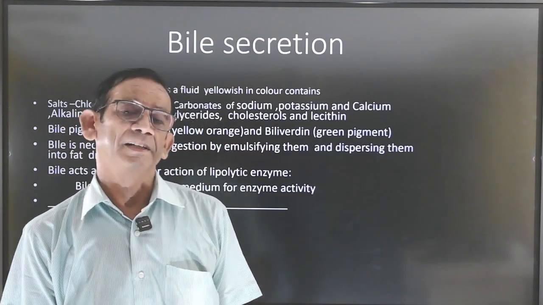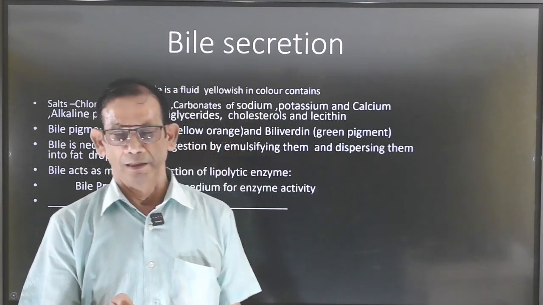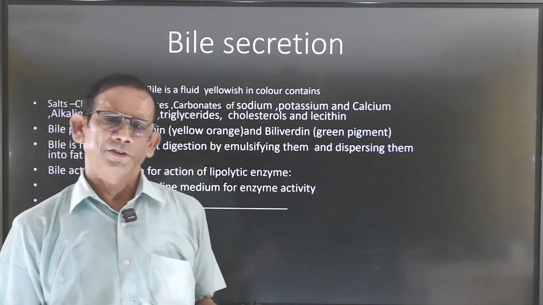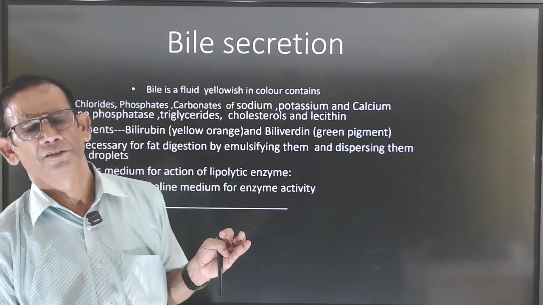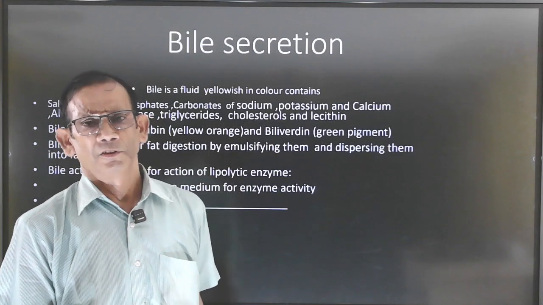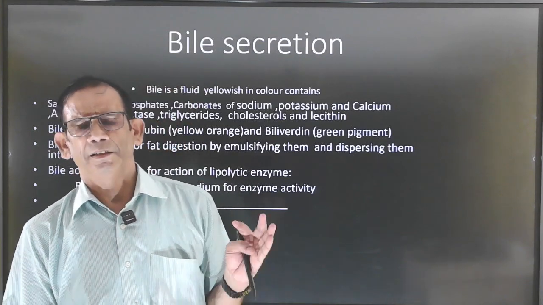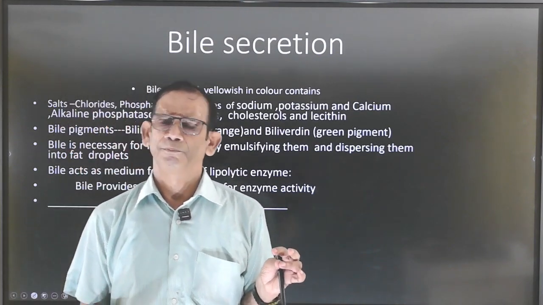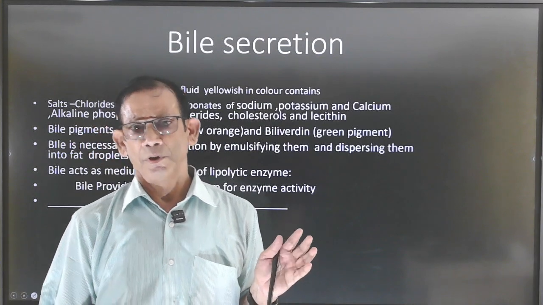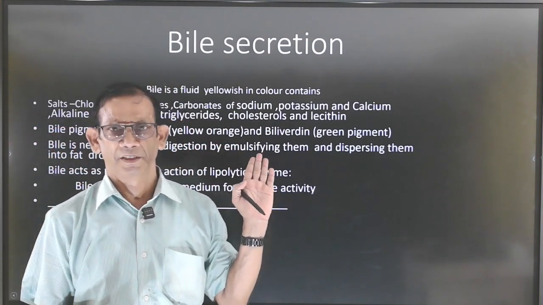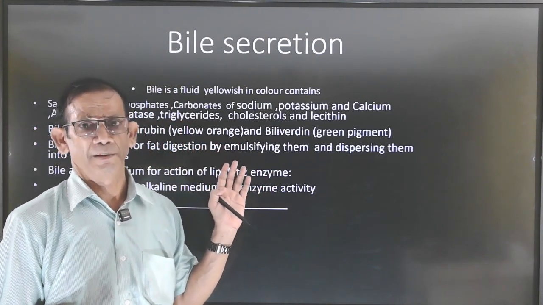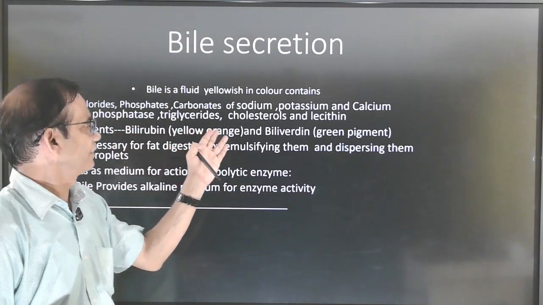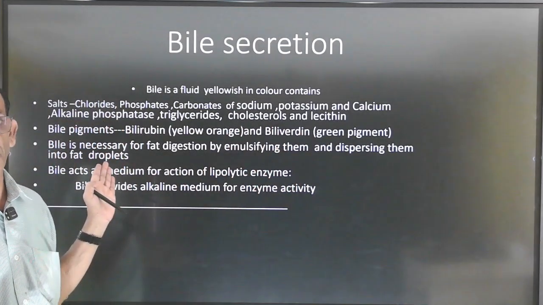So what is the composition of bile? Bile is an alkaline fluid. It contains salts, and it contains various chemicals also. The salts are like chloride, phosphate and carbonates of sodium, potassium and calcium; all these salts are present in the bile juice. At the same time, various substances like alkaline phosphatase, triglyceride, cholesterol and lecithin are also present there.